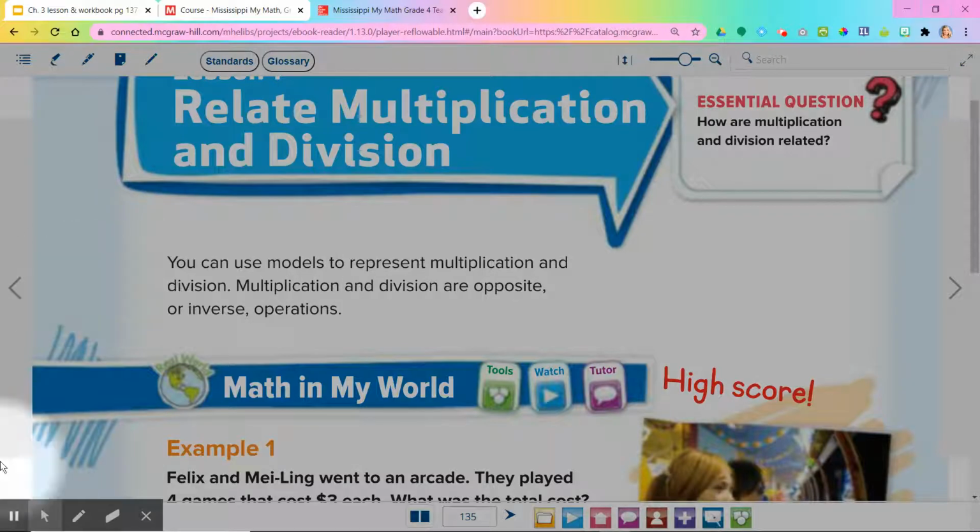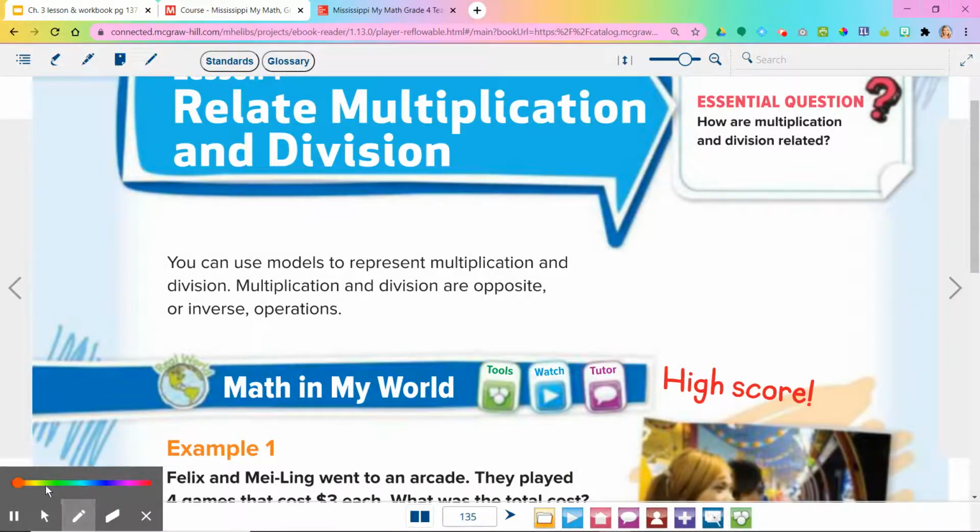All right. You need to know that they are inverse operations. That's very important, so keep that in mind. We've talked about addition and subtraction being inverse because we check subtraction with addition. Multiplication and division are the same way. We can check our division with multiplication.